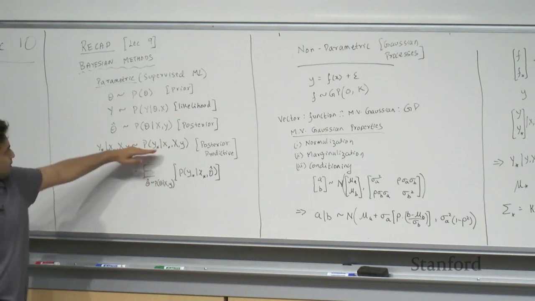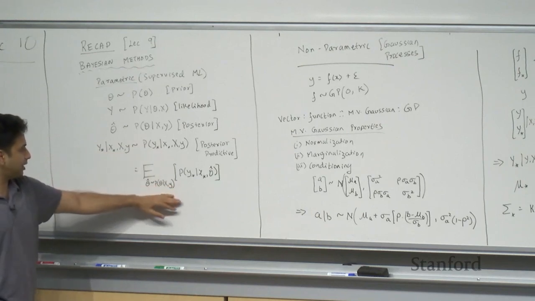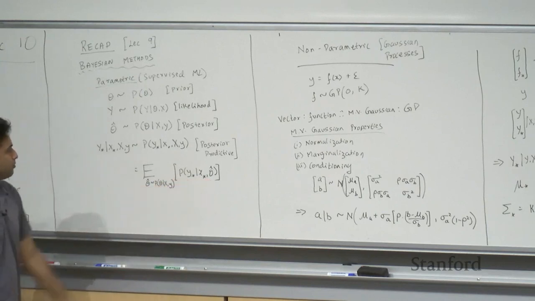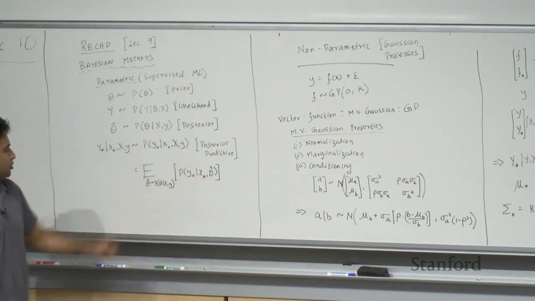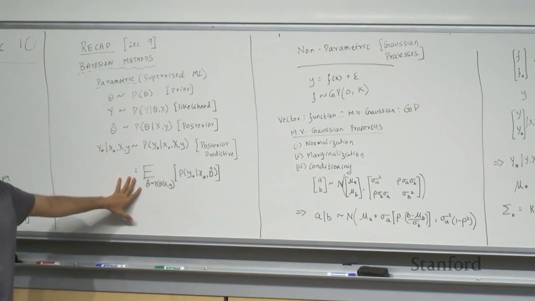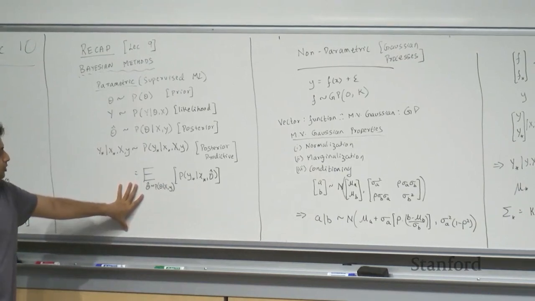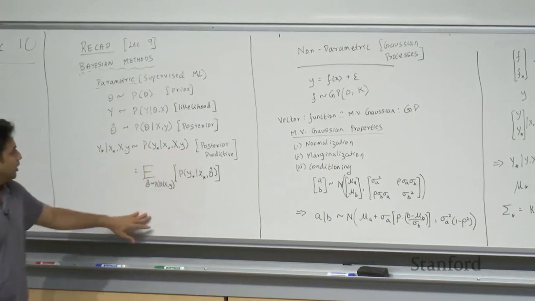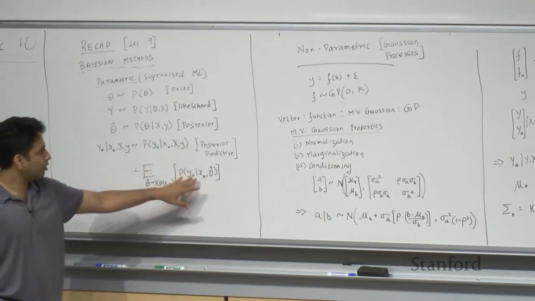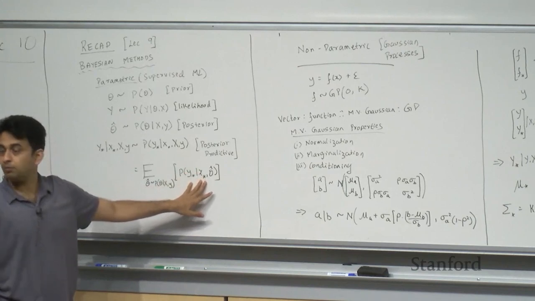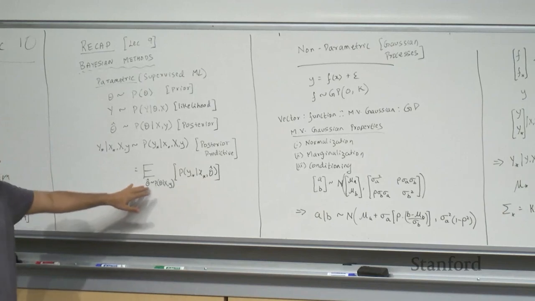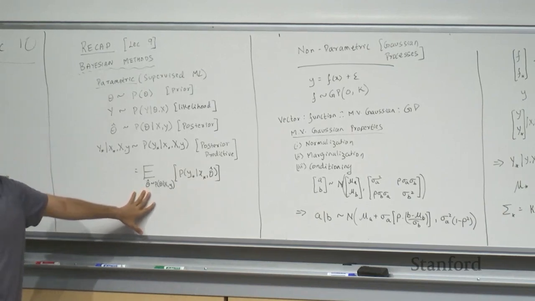We saw that this distribution can be expressed as an expectation of p of y star given x star and theta hat, where theta hat comes from the posterior distribution. The interpretation of this is that for every possible setting of the theta vector, we get a different predictive model. And the posterior predictive distribution takes the average across all possible models that can possibly exist. That's infinitely many. But the average is a weighted average where the weights are decided according to the posterior distribution, right?